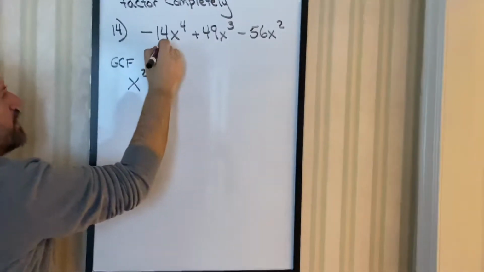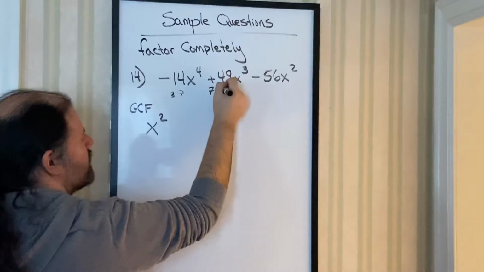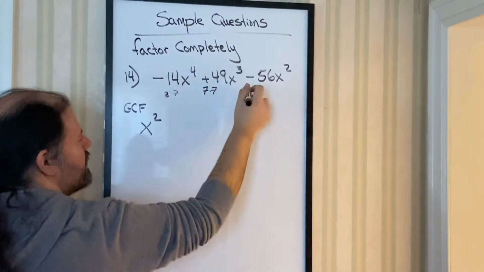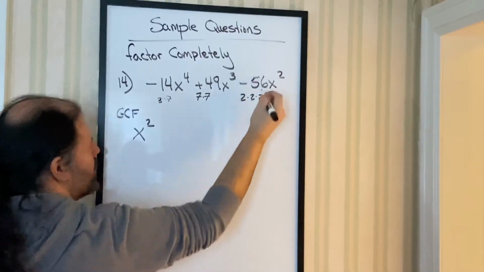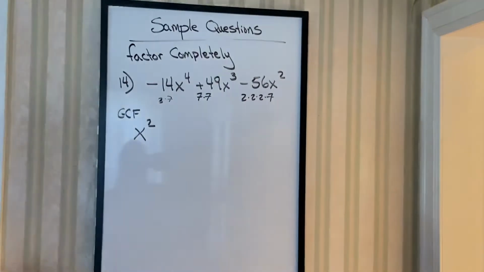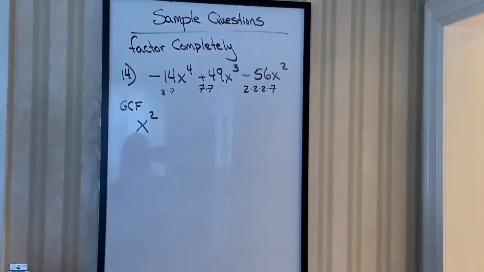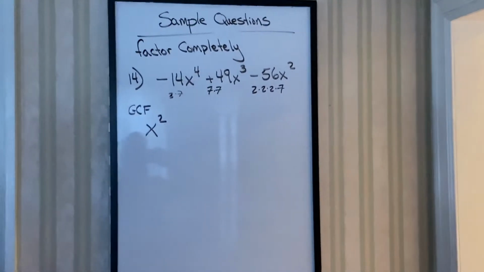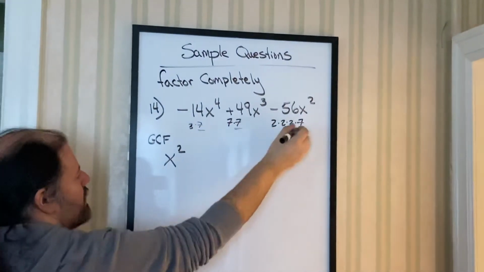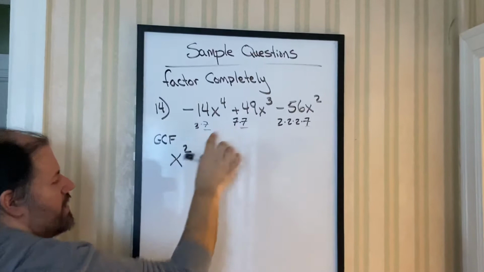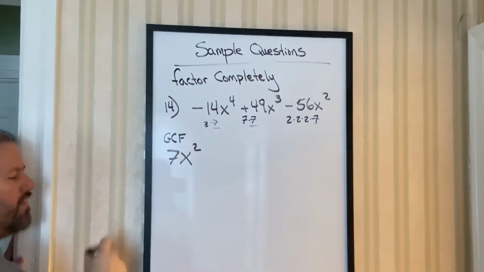14 is 2 times 7. 49 is 7 times 7. 56 is 2, 2, 2, 7. Remember, tree diagram. Most of you probably knew 8 times 7 is 56, but 8 can be broken down as 2 and 4, and 4 can be broken down as 2 and 2. So you can see that they all have a 7 in common. These have 2's, but this one doesn't. But that still means we have a GCF of at least 7.